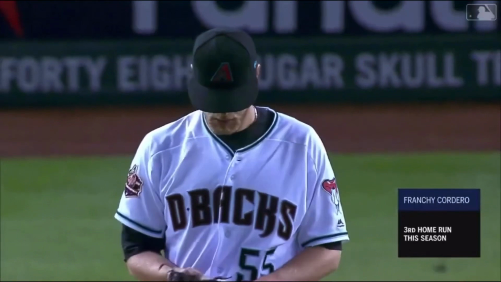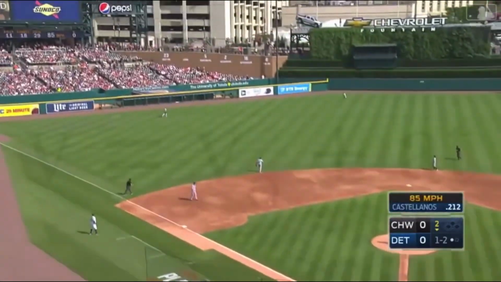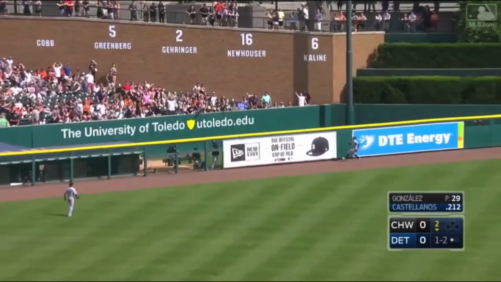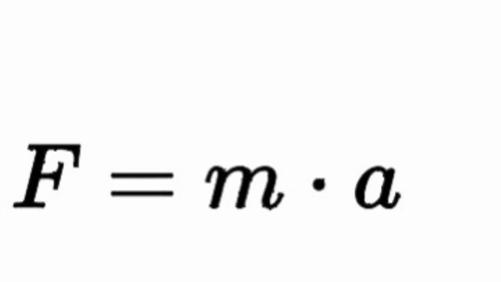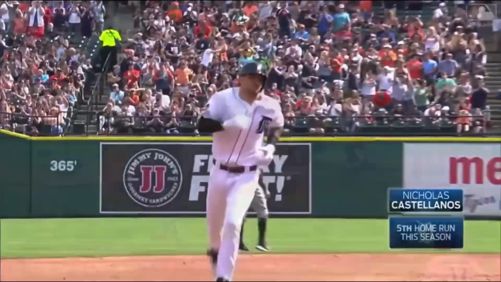Now, if the ball is hittable, the batter must generate a large amount of force to try and hit a home run. This can be calculated with our kinematics equation of velocity to find the acceleration, along with Newton's second law of motion. We can use the equation force equals mass times acceleration and plug in the mass of the baseball along with the calculated acceleration to get the force needed to hit a home run.